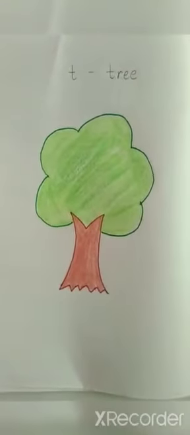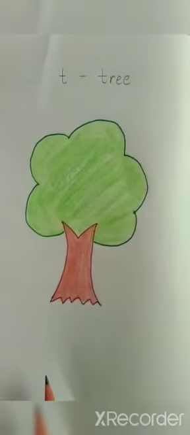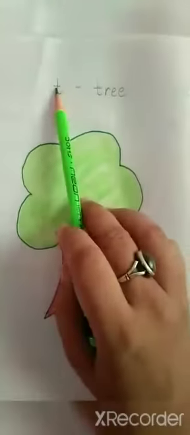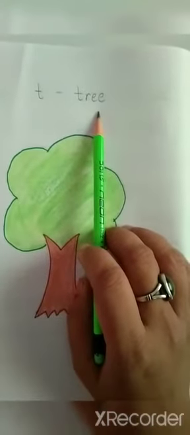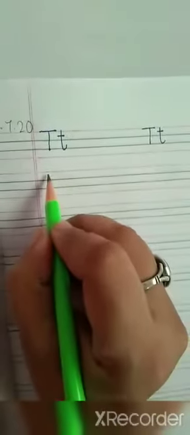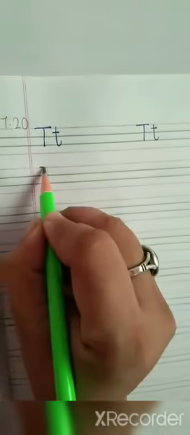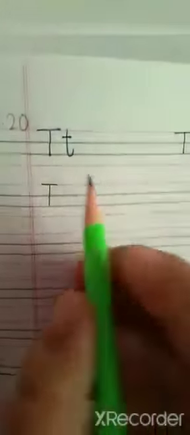So kids, what is this? This is tree. Okay, the color of the tree is green. That's why we have filled it with green color. Okay, so T is for tree. Now we will write the letter. First we will write the capital one and then the small letter. So first you will draw standing line for capital T and then sleeping line like this. It becomes capital T.